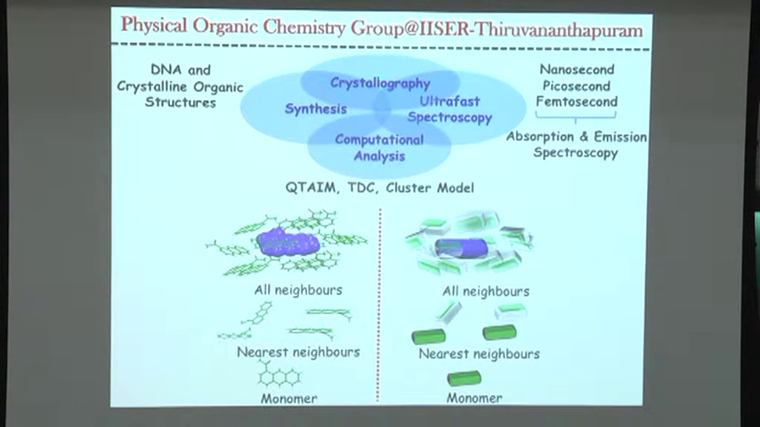So we synthesize materials, crystallize them, and perform ultrafast spectroscopy on these structures, and do a bit of computational analysis in order to explain the spectroscopic observations we have. We do not do a great extent of theory, but instead use software that is available, either from Gaussian or Schrodinger, in order to understand these charge transport processes.